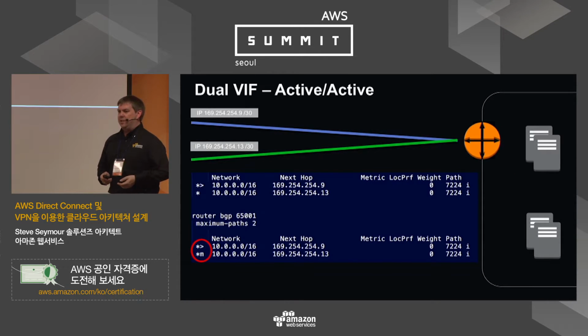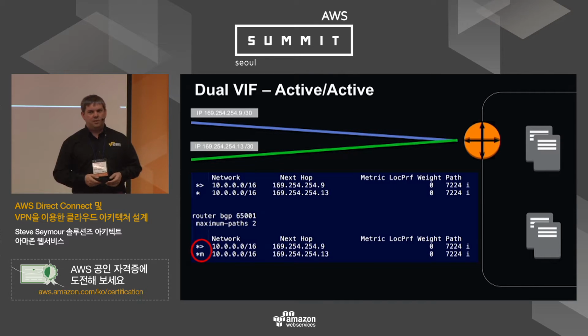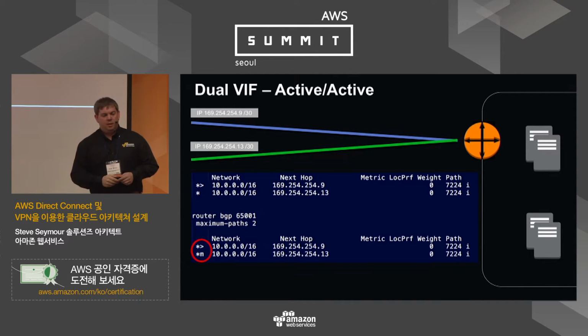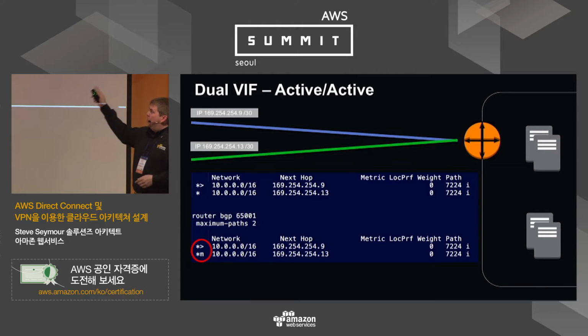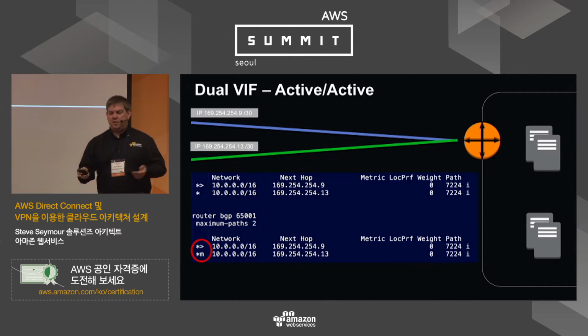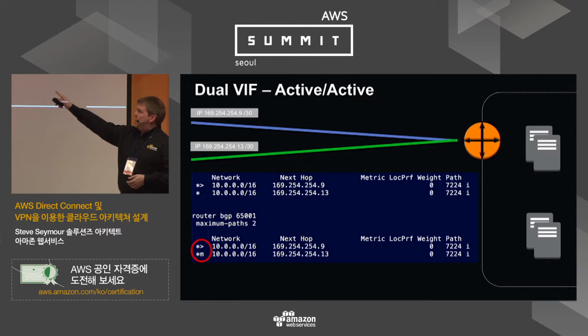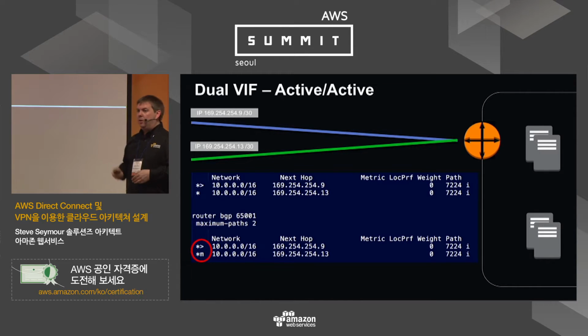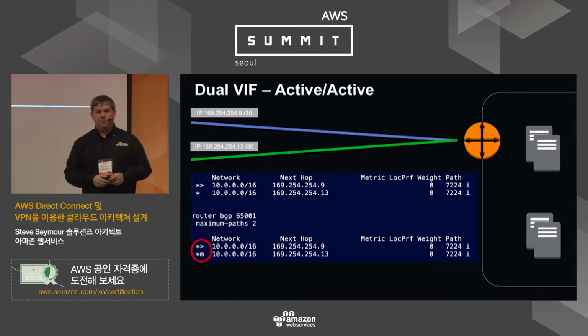So how do we configure this? We have 2 virtual interfaces. A virtual interface is also known as a VIF. In the top example here, we have our 2 virtual interfaces. We're receiving a BGP announcement for 10.0.0.0 from AWS, and they're both the same. So we're just going to pick one in the customer network and just use that connection.